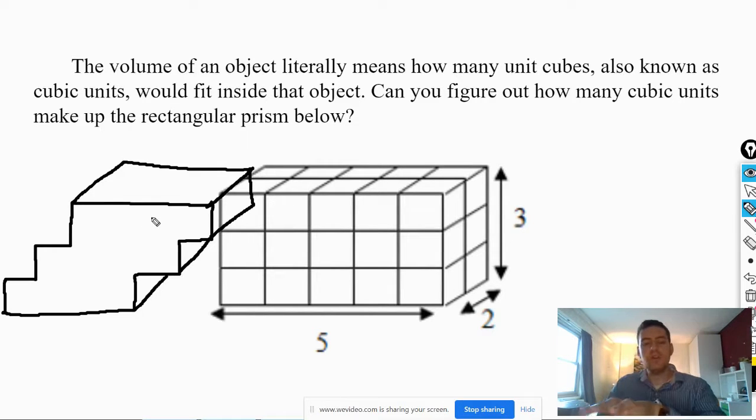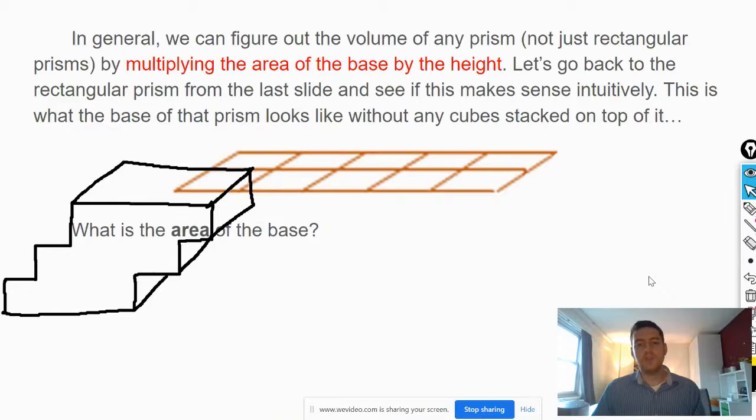Would there still be the same number of cubes in here as there were in here? The answer is yes. When we bumped into it and got all the cubes messed up and slanted like this, we didn't change the number of cubes that there were. So the volume of this would still be the same as the volume of this.